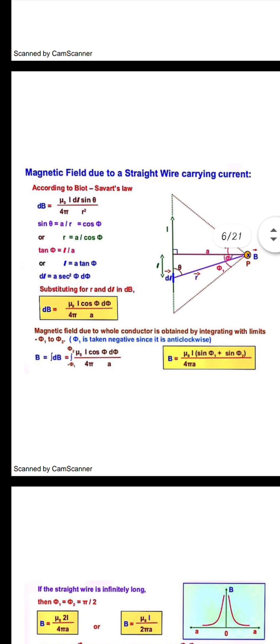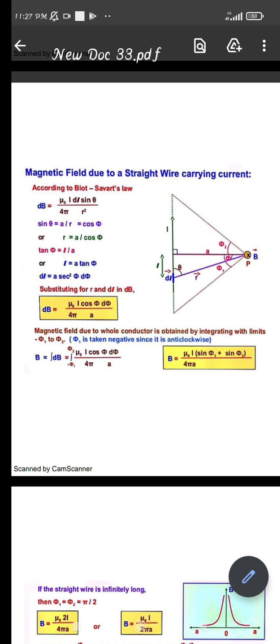Okay, so we have assumed a point P where we have to find the magnetic field. Let the point P be at a distance r from the current element dl, and the angle between this r and the dl be theta. We are taking the ends of the wire to be A and B, and the distances from these ends be x and y, and the point P from the ends A and B makes angles phi 1 and phi 2.